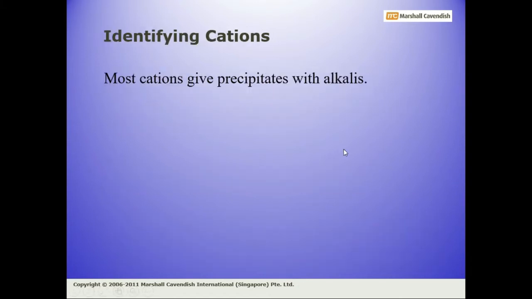Let's discuss how to identify cations. The first thing is that most cations give precipitates with alkalis. Obviously not sodium, potassium or ammonium ions. They do not give precipitates. What are precipitates? Insoluble salts. Do you remember, we have already studied precipitation with alkalis in the topic of alkalis. We have studied that an alkali reacts with another salt to form another hydroxide that is precipitated out.